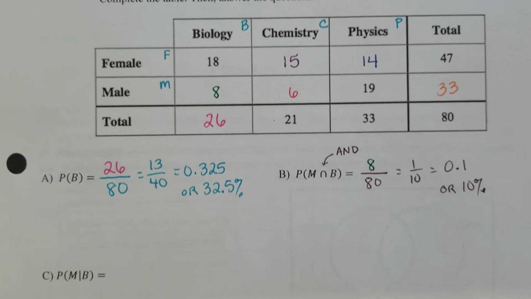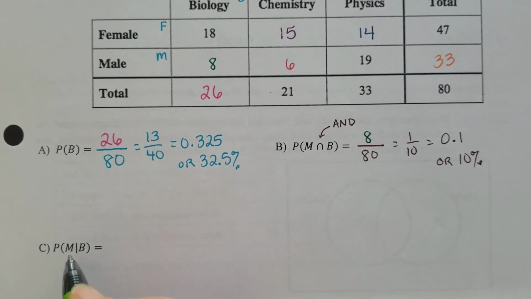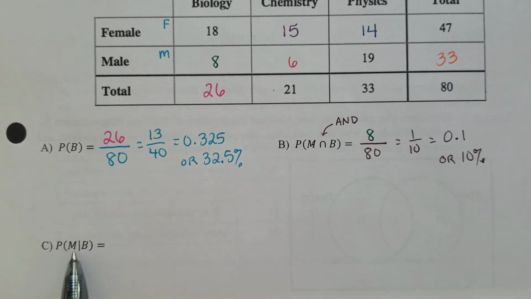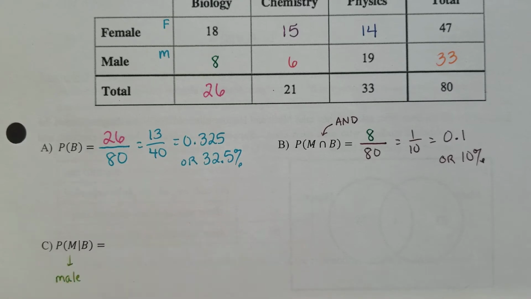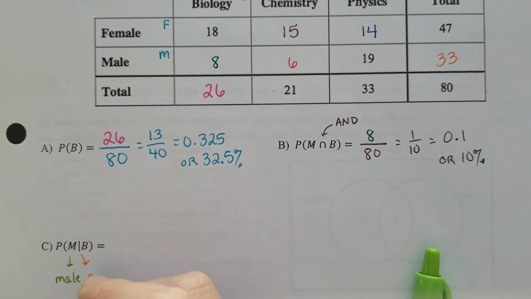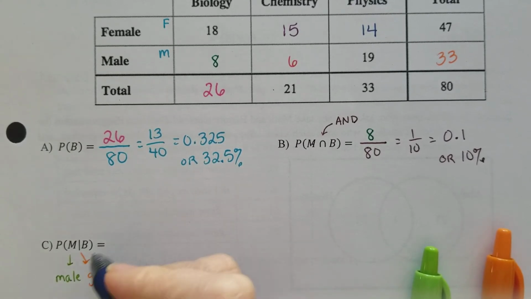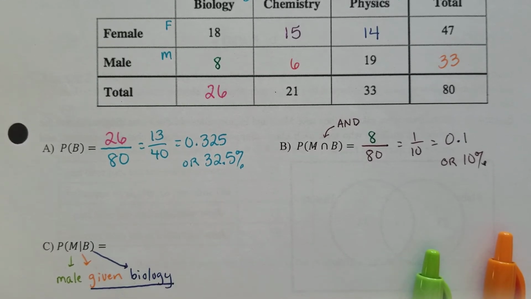This time we're going to try a conditional. So we have a condition here. I'm going to write this in words just as a reminder. It says the probability of M with that little funny line, and then B, that is male given biology. And so the condition here is always going to be what comes after the word given. And so we're looking at only people who are taking biology class.